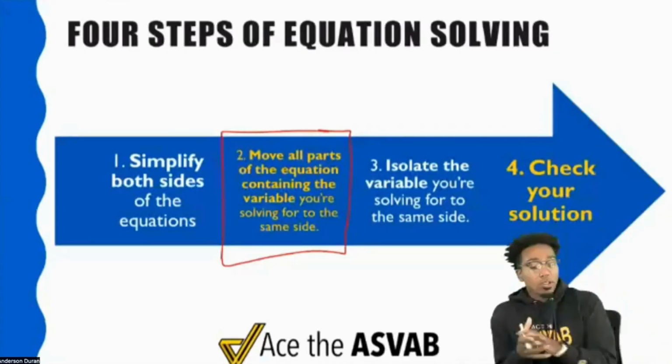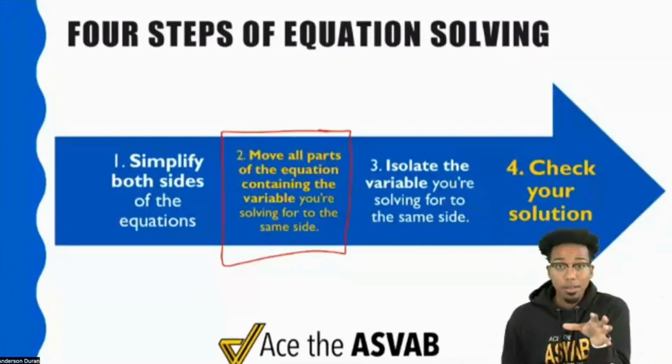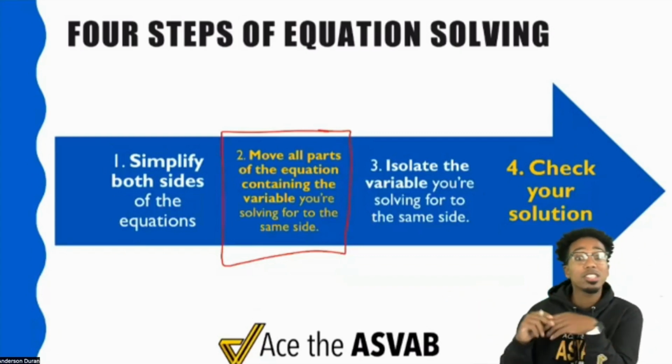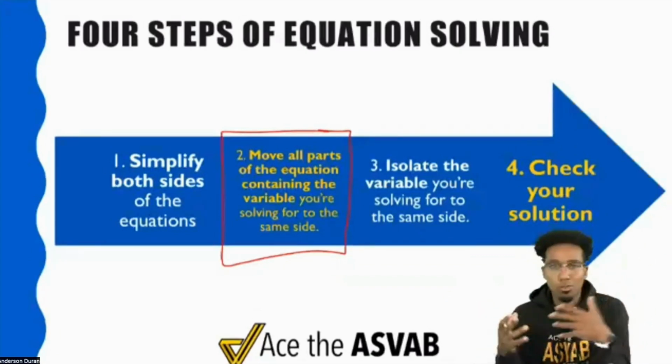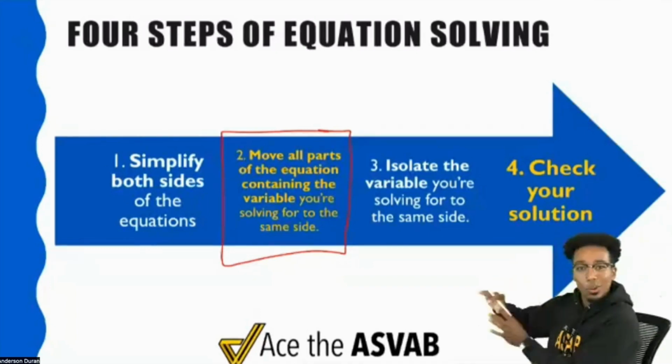Moving all parts of the equation that have a variable on it, make sure that that's all on one side. So like if you see a 7x or a 3x or a 10x or whatever, make sure all of that is on one side.